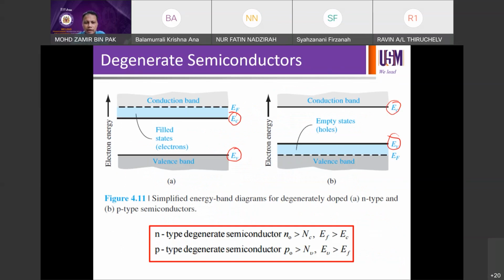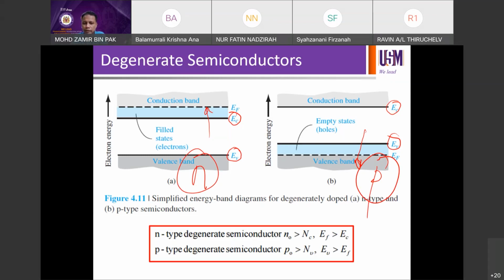So where's your EF now? It's already into the conduction band for n-type, and already into your valence band for p-type. Okay, this is what happens when you keep increasing your doping level above 2.8 times 10 to the 19 for n-type, or 1.04 times 10 to the 19 for p-type.